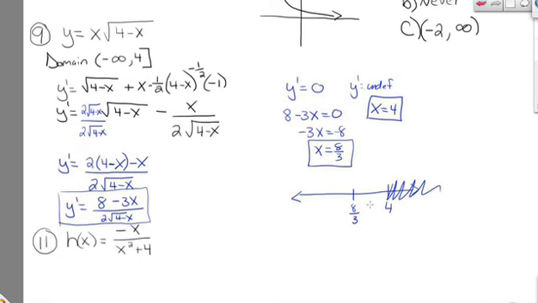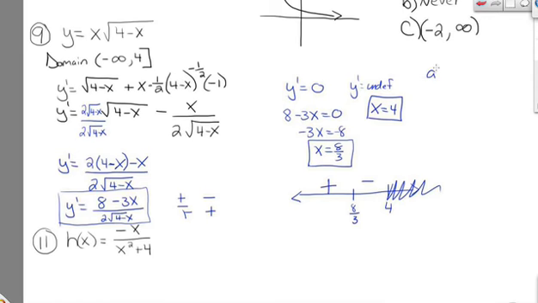And so now I need to find my slopes in between these. So I'll plug in 0 to my derivative, because that's over here. On top I get 8, so positive. On bottom I get positive. And then between 4 and 8/3, 8/3 is 2 and 2/3, so let's plug in 3. On top now I have a negative, and on the bottom I have a positive. So I'm ready to go.